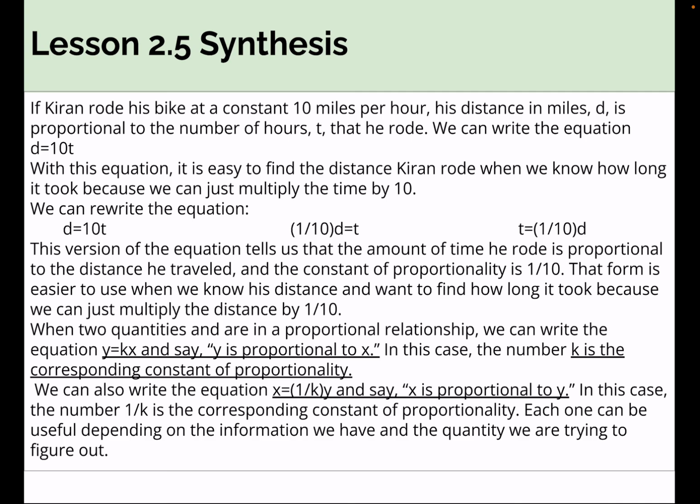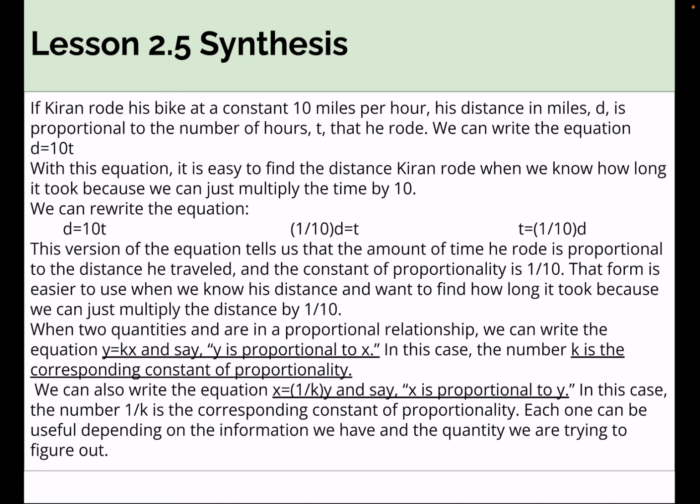When two quantities are in a proportional relationship, we can write the equation y equals kx and say y is proportional to x. In this case, the number k is the corresponding constant of proportionality. We can also write the equation x equals 1 over k times y, and say x is proportional to y. In this case, the number 1 over k is the corresponding constant of proportionality. Each one can be useful depending on the information we have and the quantity we are trying to figure out.